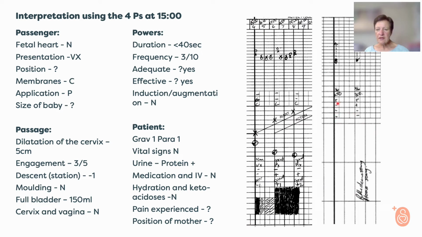We see that there's the one plus protein in the urine. Otherwise, it's still clear. There's no signs of ketoacidosis or dehydration. The maternal temperature looks like 36, so there's also not an increased temperature. As we said, the vital signs are normal.